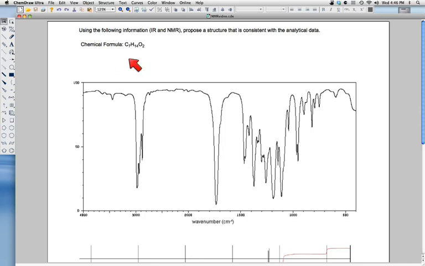The first thing that we need to do is use our chemical formula. We're going to calculate double bond equivalents, DBEs, or also called the index of hydrogen deficiency, using a formula to do that. And the formula that we use is N plus 1 minus M divided by 2 plus T divided by 2. And that's the formula that we use to determine the number of double bonds or triple bonds and rings we have.